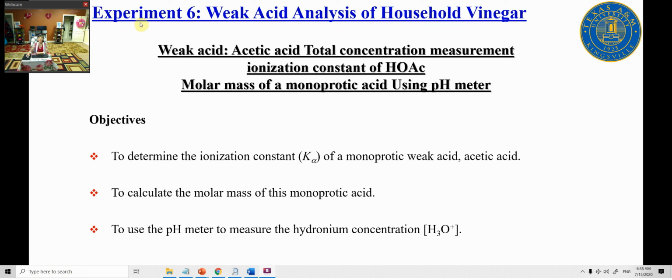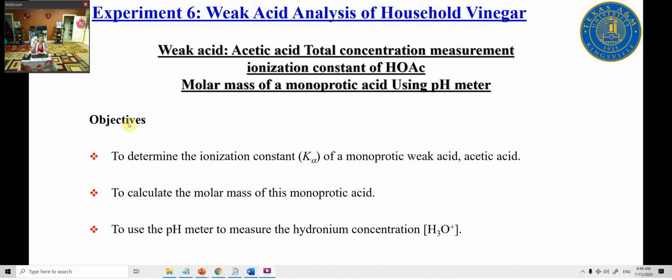Today we are going to discuss experiment number 6, weak acid analysis of household vinegar. One of the weak acids is called acetic acid. We are going to measure the total concentration and then determine the ionization constant of this weak acid, acetic acid, and then determine the molar mass of a monoprotic acid using a pH meter.